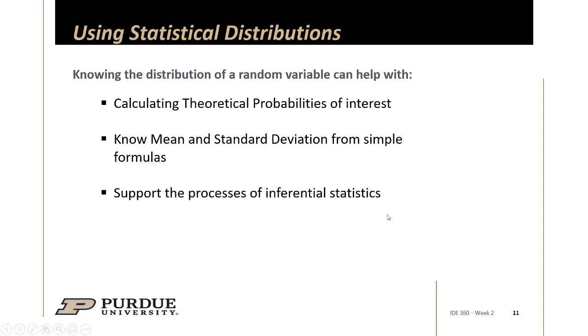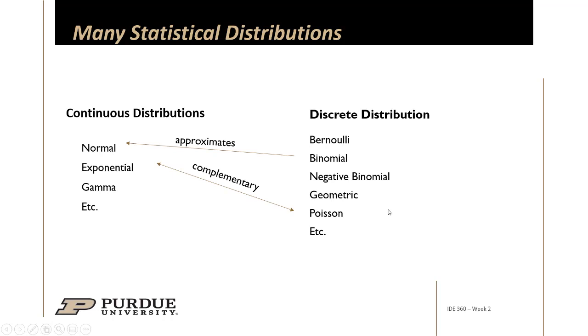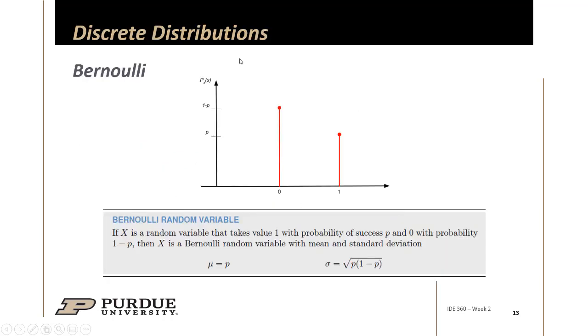Let me walk you through the many statistical distributions that you can work with. On the left you have the continuous distributions, and on the right the discrete distributions, and we're going to talk about each of them. I put those relationships because sometimes some discrete distributions in certain conditions may approximate continuous distributions, and some continuous and discrete distributions complement each other. The first one is the Bernoulli distribution.